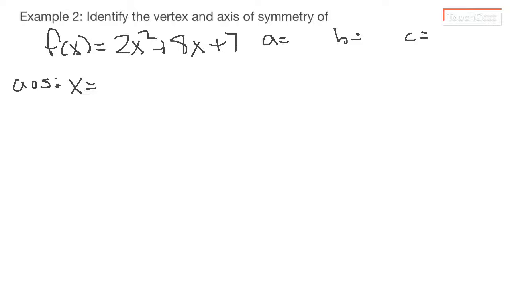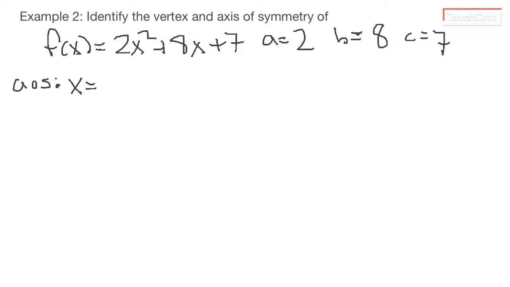Now, in this, A is always the coefficient in front of our x squared term. So A is 2. B is the coefficient of our middle term. So in this case, it's 8. C is our constant, which in this case is 7.